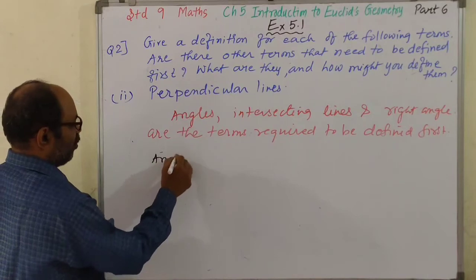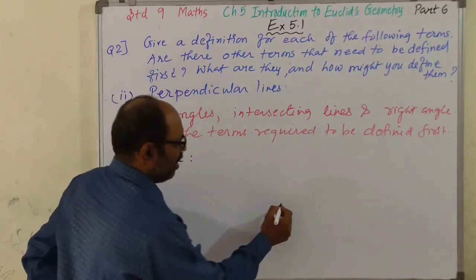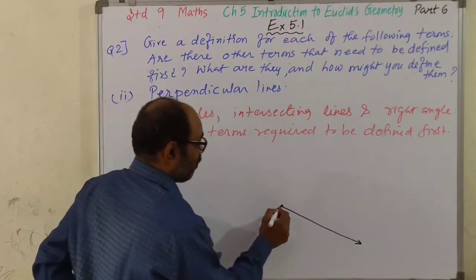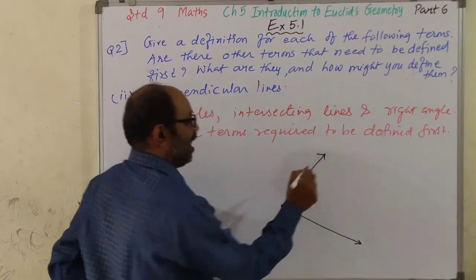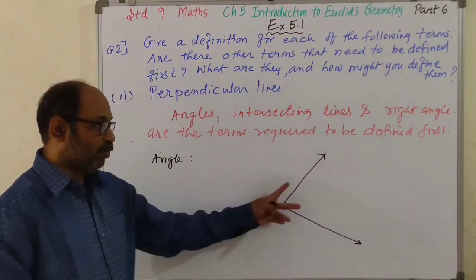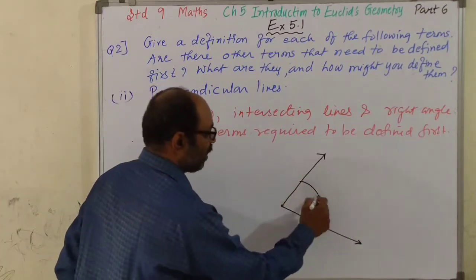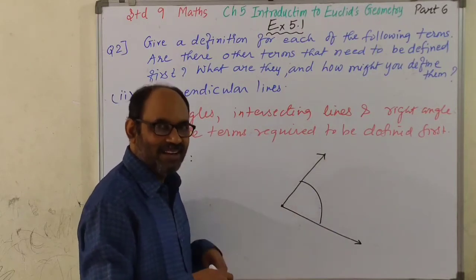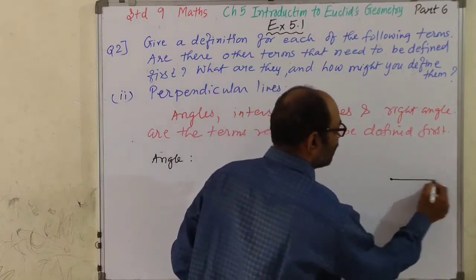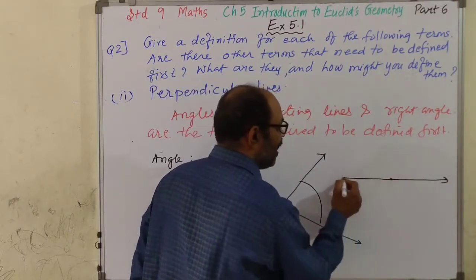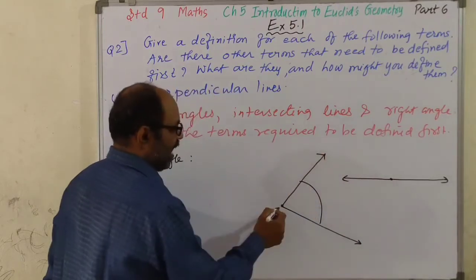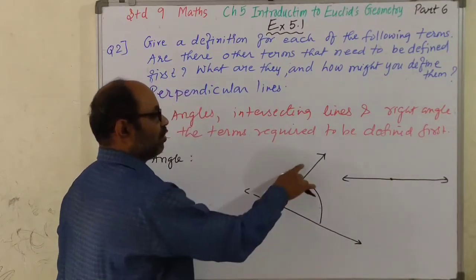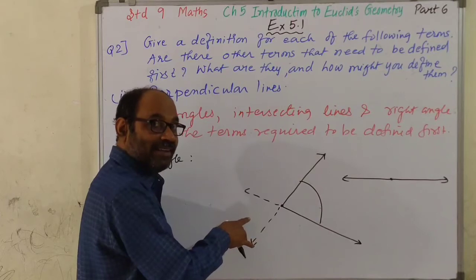Children, angle. I'm going to define angle. Children, here is one point. I can draw one ray from same point. Let me draw another ray. They have to be distinct rays. Then these two rays form a structure, figure, diagram, which is called angle. Look, this is one ray and this is another ray. This ray, you can say, lies on this line. This ray lies on this line. So these two rays are not lying on the same line.